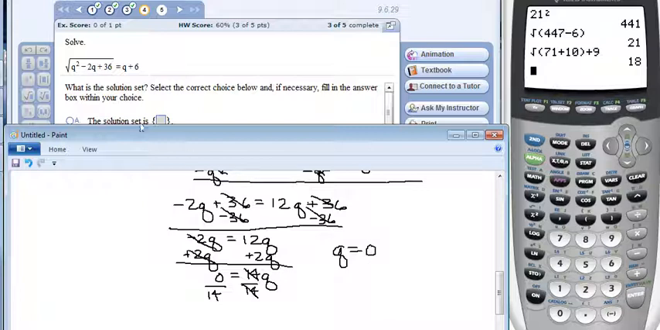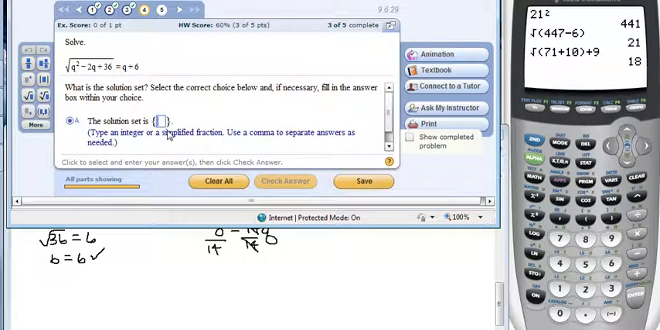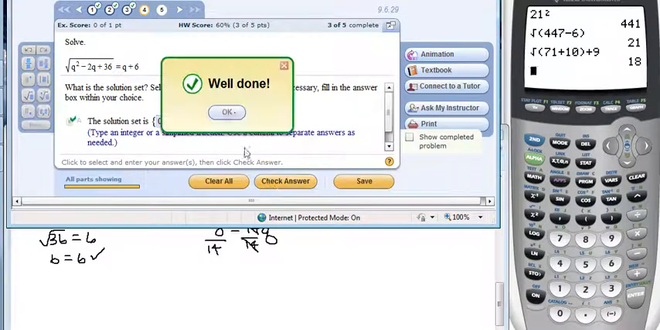All right, well, let's plug it in. Wherever I see a q, I'm going to put a 0 in there. I'm going to see if it makes a true statement or not. Okay, so I've got the square root of 0 squared minus 2 times 0 plus 36. And that has to equal 0 plus 6. Well, these two are gone, and that one's gone. So all I have left here is the square root of 36 is equal to 6. Square root of 36 is 6. So that checks. Okay? So we have 0. Well done.